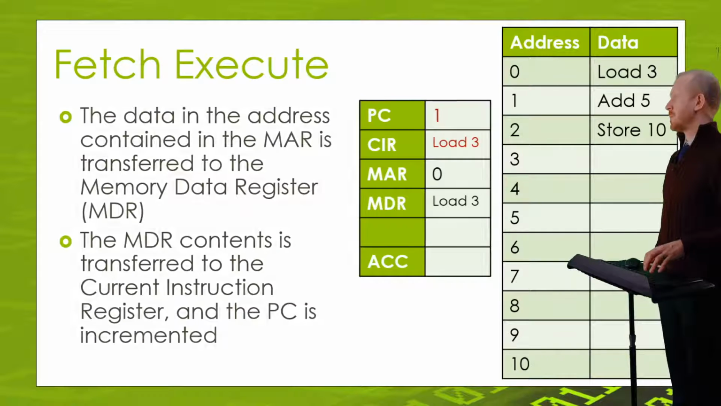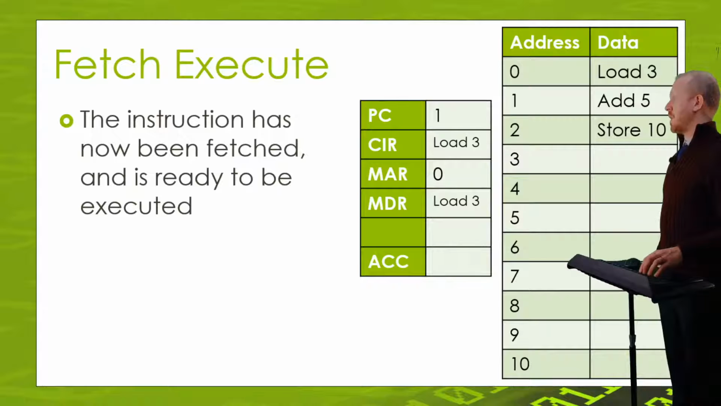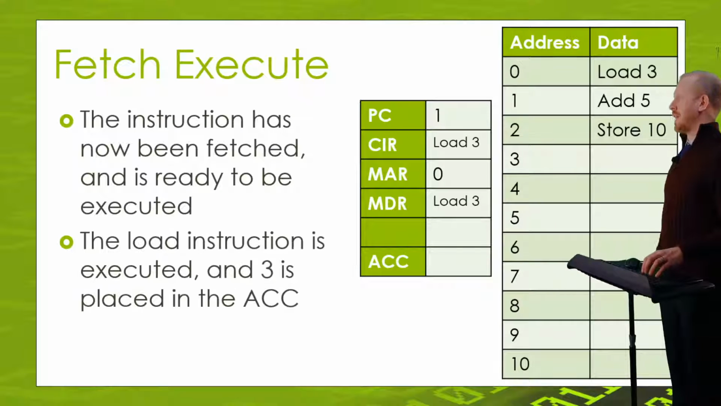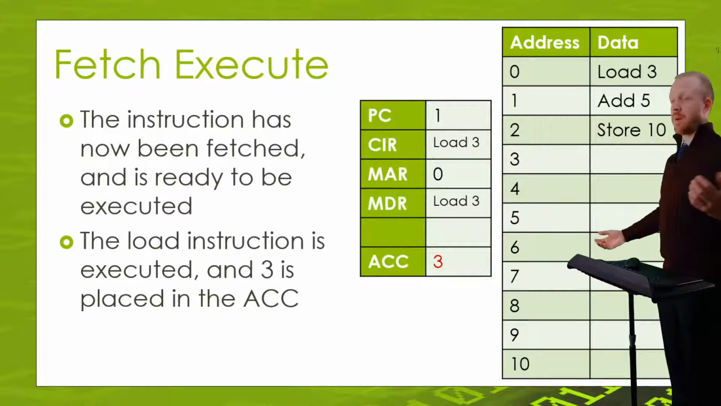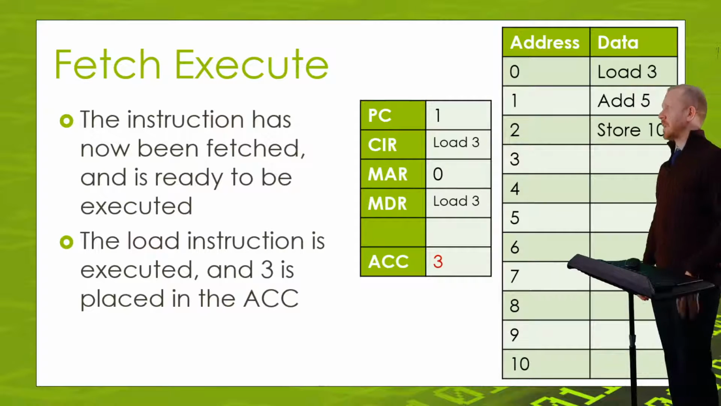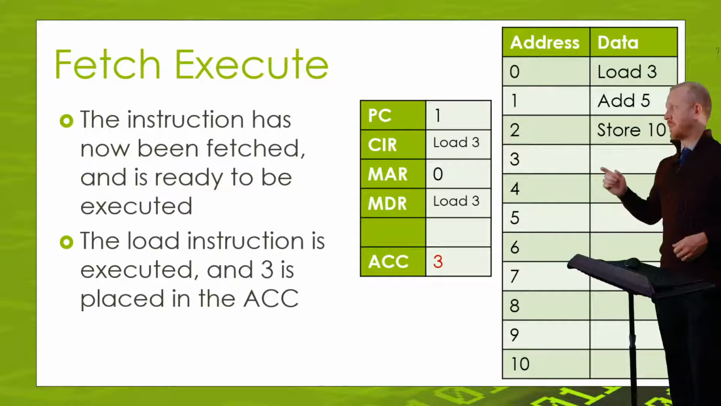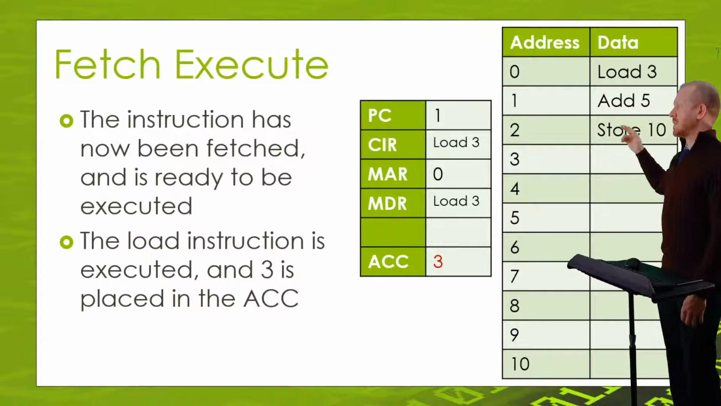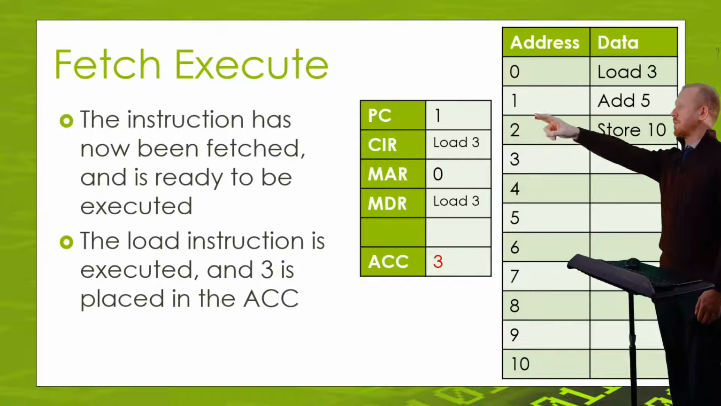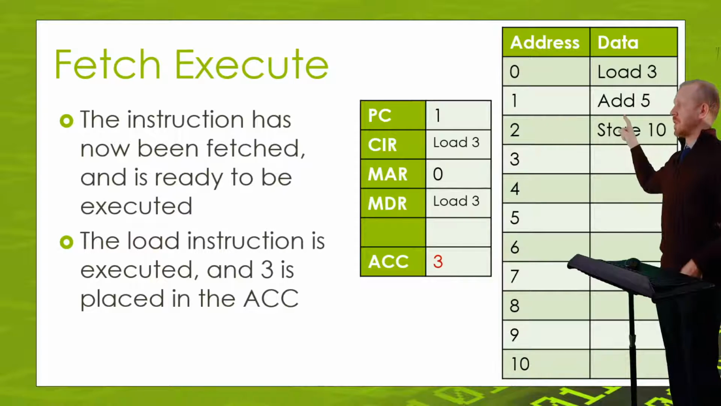Then we execute that instruction. So we know that we've got to load 3, so we load 3 into the accumulator. There it is. That's that instruction been executed. So we've now fetched and executed our first instruction. Now we need to fetch the next instruction. So we look at the program counter to see which one to get. It's 1, which is going to be add 5.